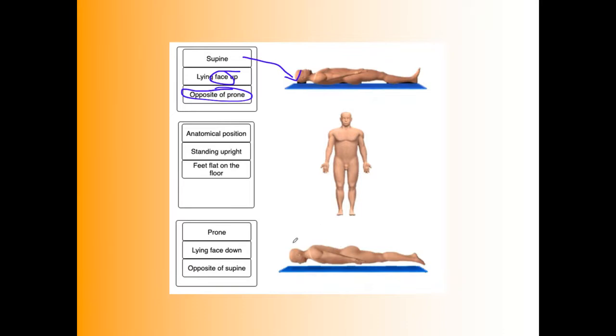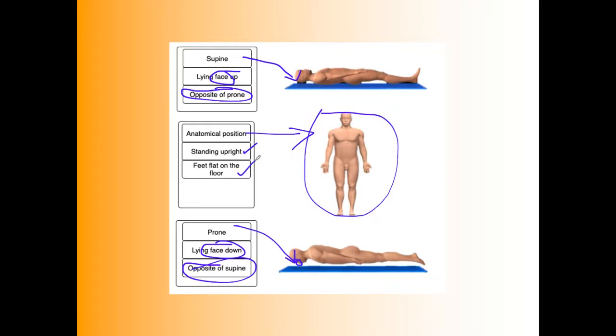So let's go to the bottom one. The bottom one, they're lying on their bone, which is prone. They are lying face down, and prone is the opposite of supine. So what is this one in the middle? They are standing erect. The hands are facing anteriorly or forward. This is what we call anatomical position. They are standing upright, and the feet are flat on the floor. Okay, so you see how we put all this information together?